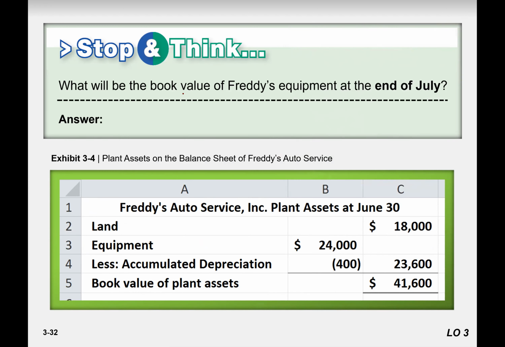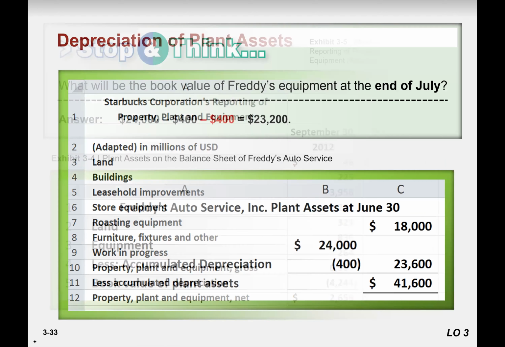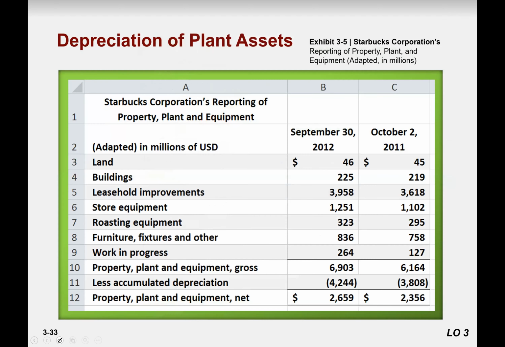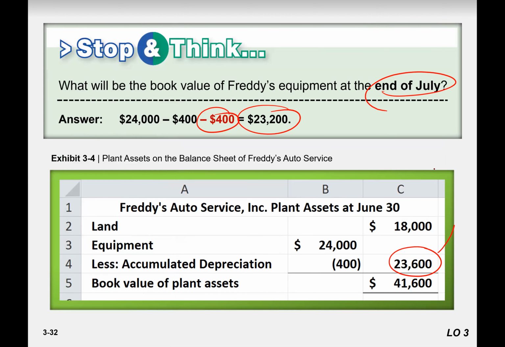What will be the book value of Friday's equipment at the end of July? At the end of July, what's happening? We have the balance sheet here. We have another 400 per month. So book value would be 23,200. So this value would be decreased to this value, and this value would be 800 here, right? So this is the answer that I put here.